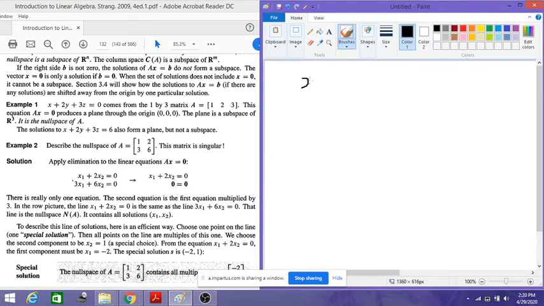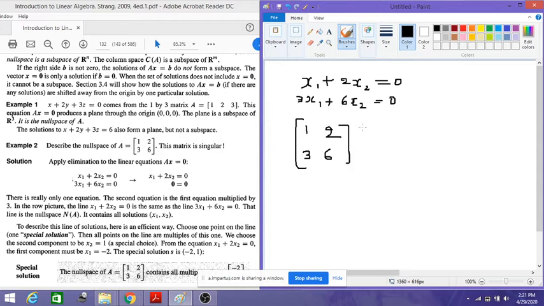So let us take one more example here. For example, we have x1 plus 2x2 equals 0, and 3x1 plus 6x2 is equal to 0. So now we can write this in the form of a matrix as well. So I write 1, 2, 3 and 6, and we define the unknowns as x1 and x2, and the right side is 0.